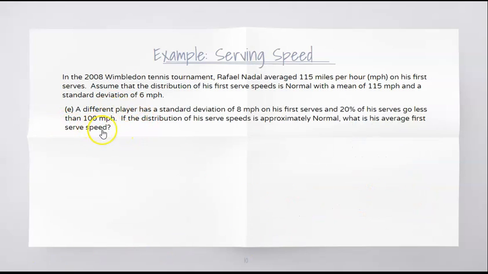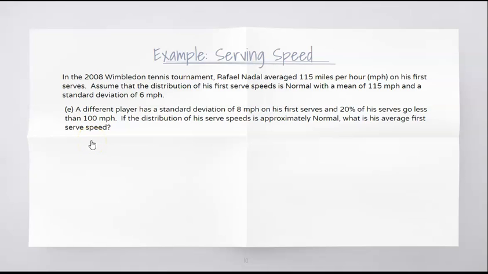All right, last part. Part E. A different player has a standard deviation of 8 miles per hour on his first serve, and 20% of his serves go less than 100 miles per hour. If the distribution of his serve speeds is approximately normal, what is his average first serve speed?